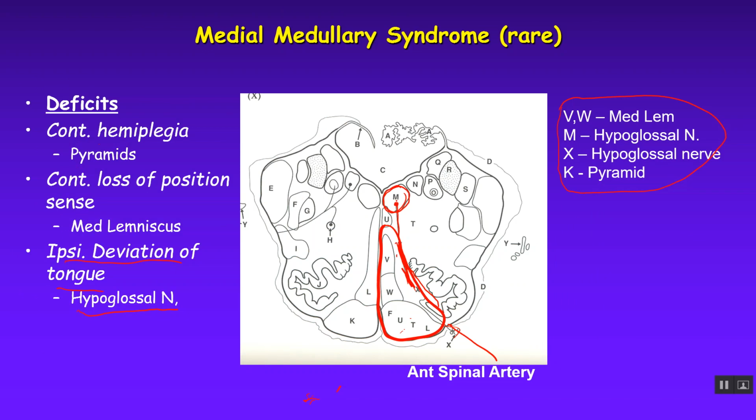Their tongue would be very, very weak. It'd be paralyzed, but there wouldn't be a deviation. Yes, they'd have a hard time sticking their tongue out.